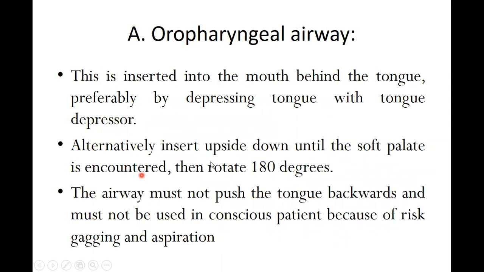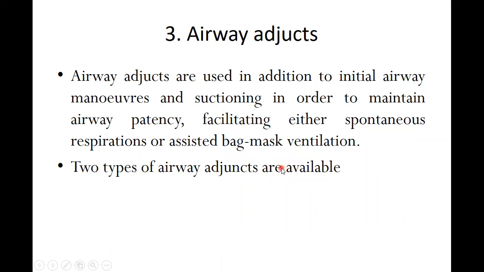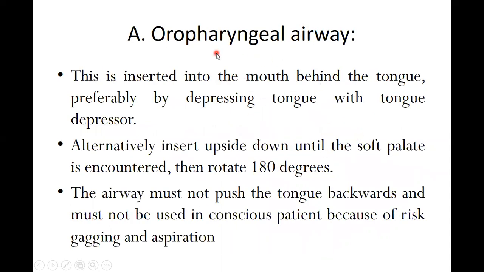So there are two types of airway adjuncts that are available. Number one, we have oropharyngeal airways. This one is inserted into the mouth behind the tongue, preferably by depressing the tongue with the tongue depressor. Alternatively, insert it upside down until it reaches the soft palate. Then you rotate it 180 degrees, and then it rests on top of the tongue. So the airway must not push the tongue backwards. That is why we insert it upside down. Okay. It must not be used in conscious patients because of risk of gagging and aspiration.